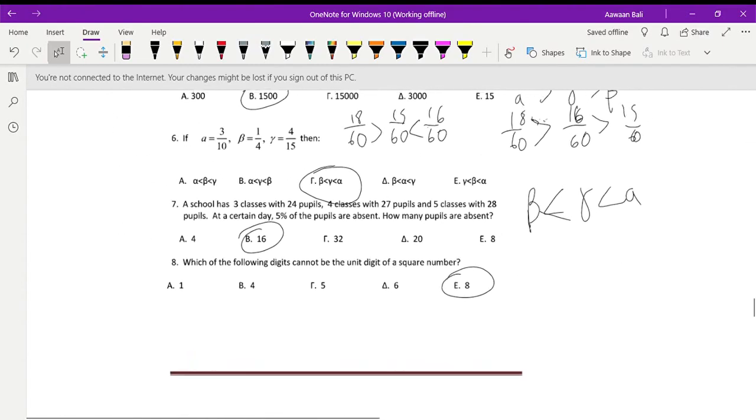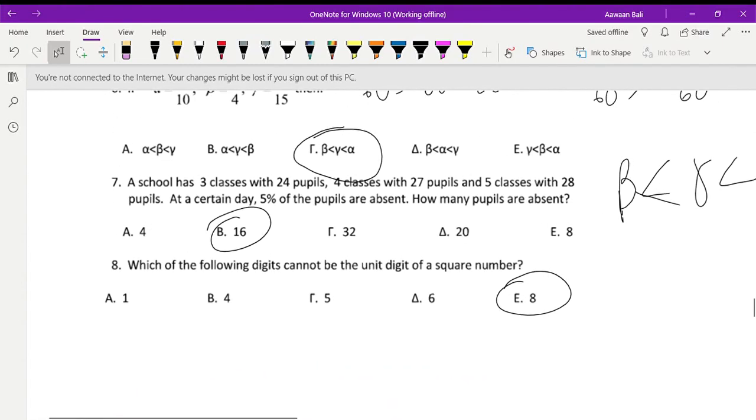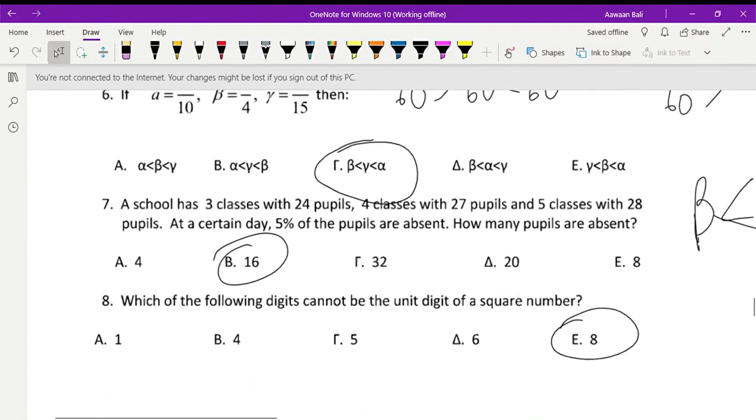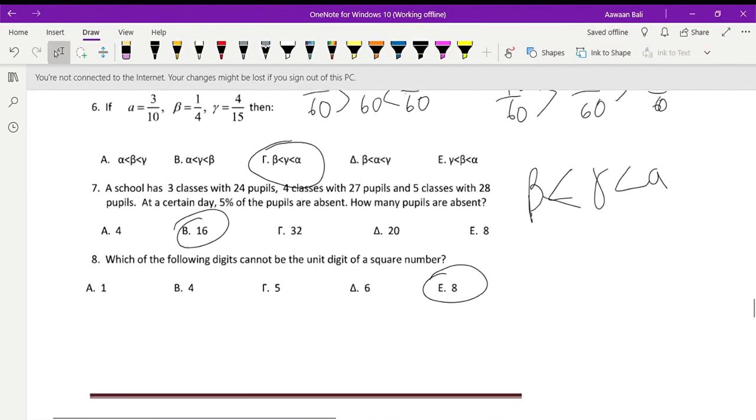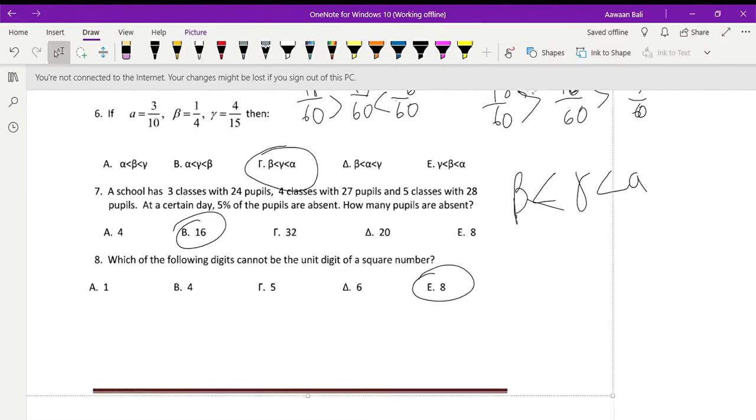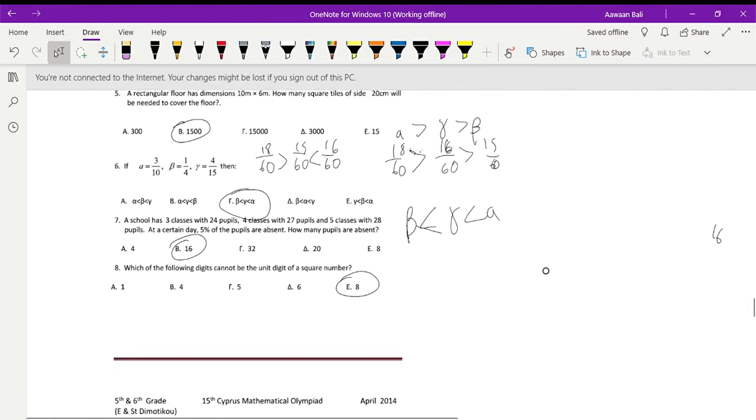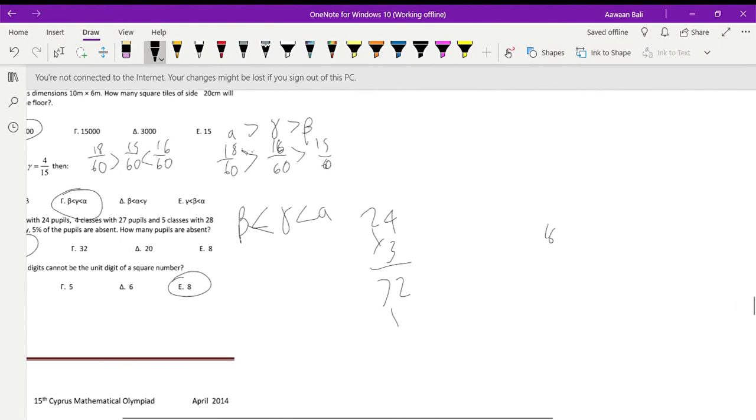So 7. A school has 3 classes with 24 pupils, 4 classes with 27 pupils, and 5 classes with 28 pupils. At a certain day, 5% of the pupils are absent. How many pupils are absent? Basically, you just do multiplication. 24 times 3, 72.